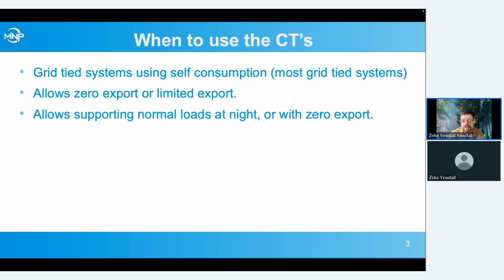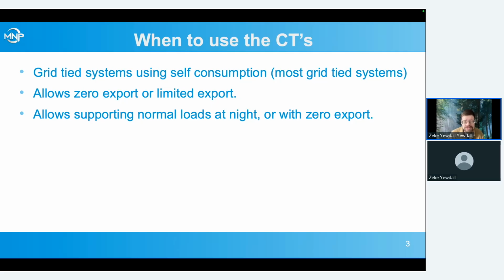If you use off-grid mode, you do not need the CTs. And if you're doing grid feed in with no batteries, then you may or may not use the CTs, but that's a pretty limited case where you'd be using the grid feed in. Just about all of our grid tied systems are going to be used in self-consumption as the operating mode. So we're going to be using the CTs on those.